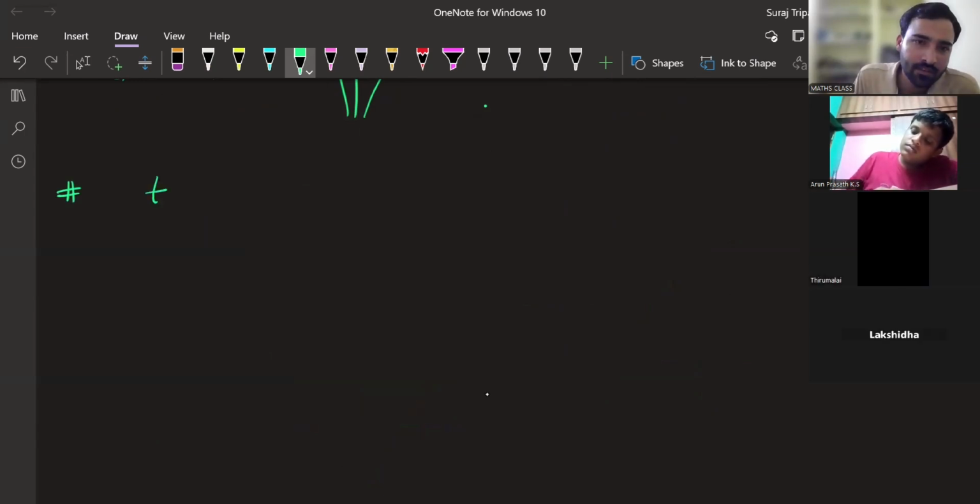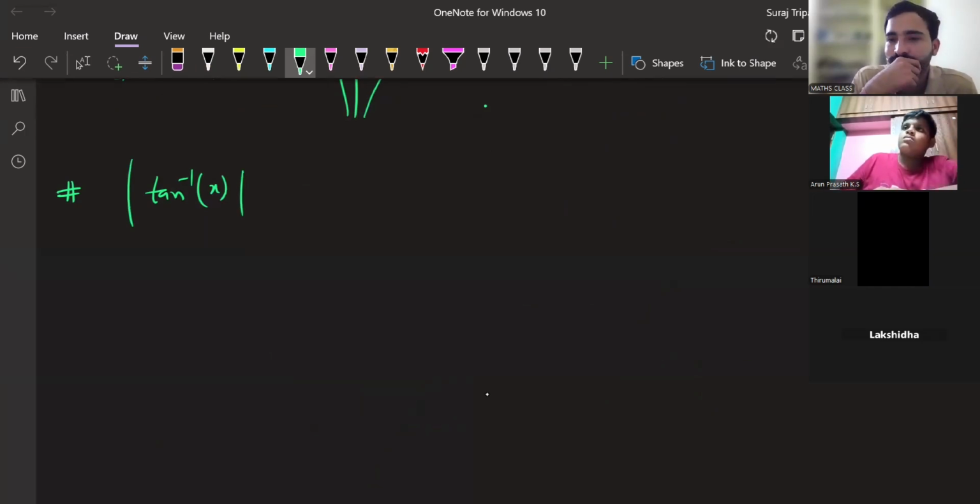Next example, graph of tan inverse mod x. How will you draw the graph of this tan inverse mod x? Just try the graph of tan inverse. Yes, sir, it will be like this. Draw and show me here on camera.